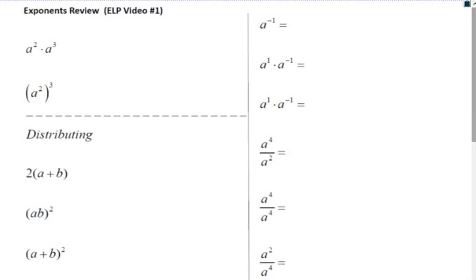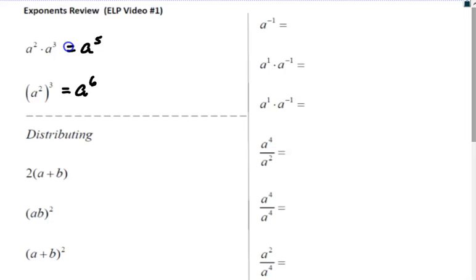In class we did this as a group, so if you are just listening to this video, it might be a good idea to see if you can pause the video and do the first 5 problems. See what you would get if you simplified the exponents here and distributed here. What would you get? And then unpause and see if you're correct. On the first one, you should have gotten a to the 5th, and the second one a to the 6th.